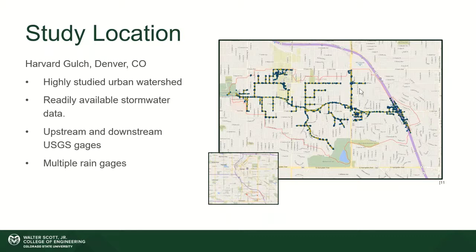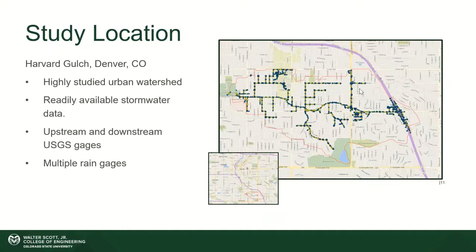There's readily available stormwater data. Denver has an open source data set for their stormwater networks and other relevant spatial information such as imperviousness and building outlines and such.